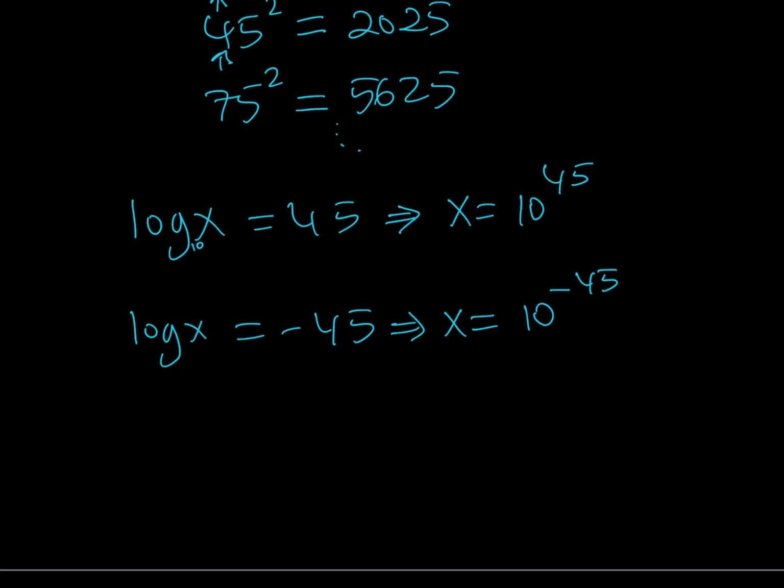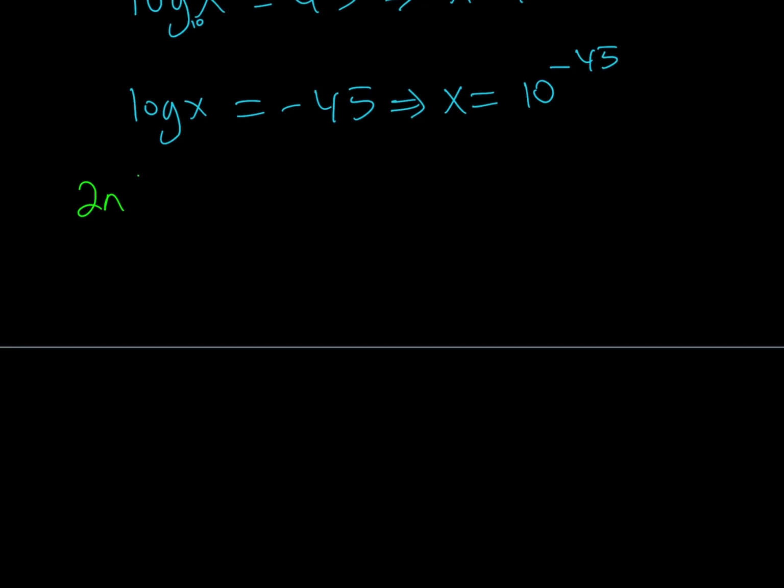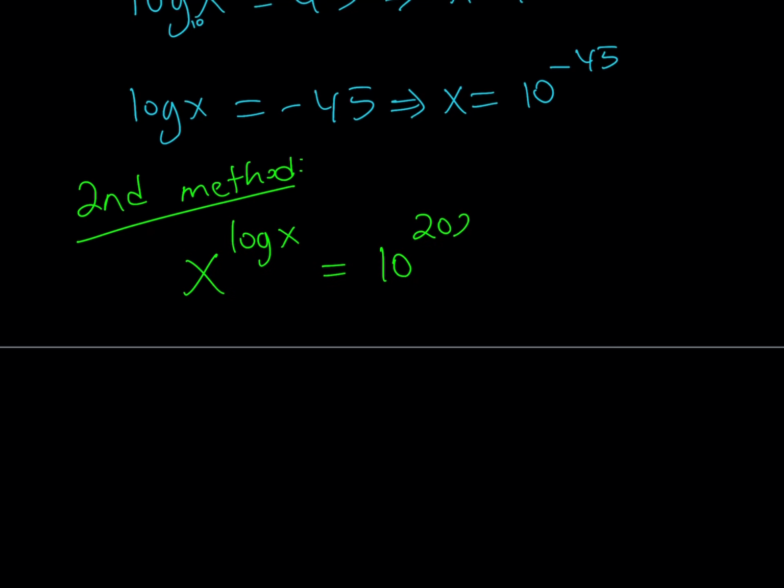So we get two solutions from here, and this brings us to the end of, not the video, but the first method. So let's go ahead and talk about the second method. All right, here's my second method. Let me write the equation one more time. It was x to the power log x equals 10 to the power 2025.